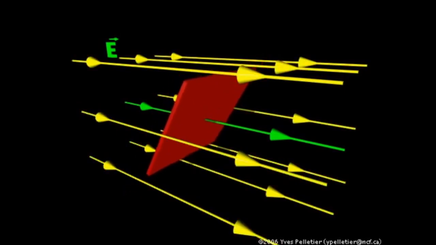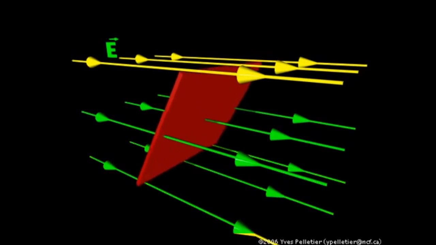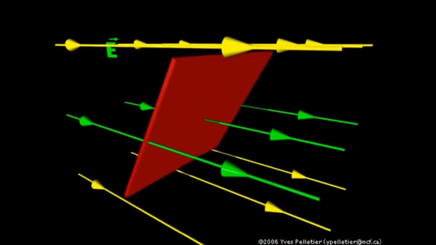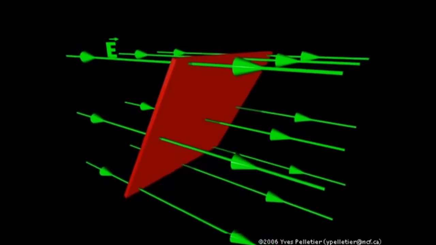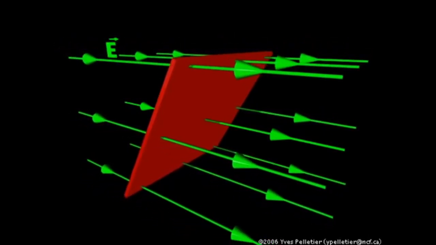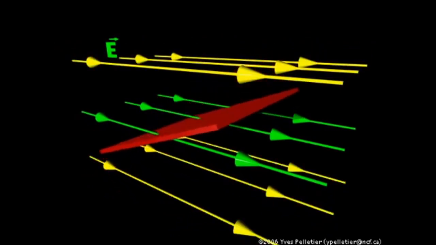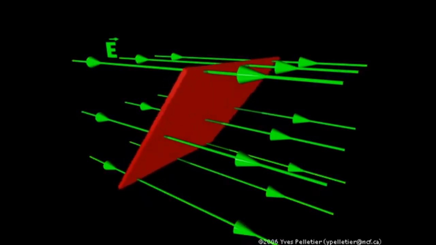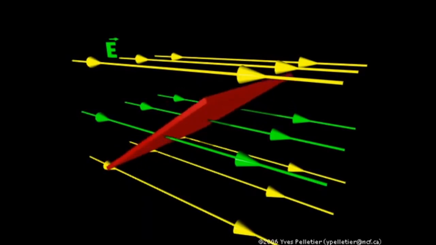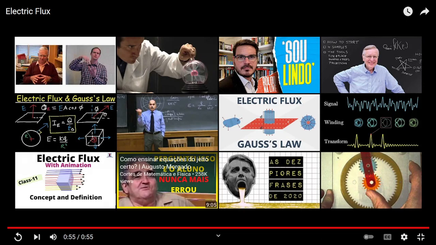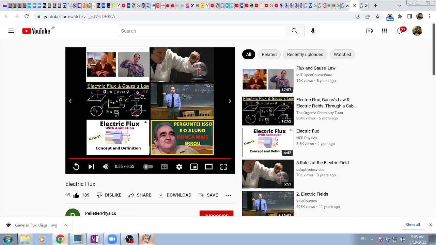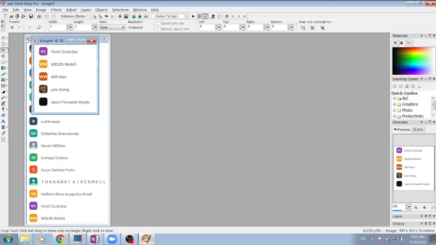This video doesn't show this part, but if you have a stronger electric field, that means you have more field lines, and then you have a greater flux as well. Also, if the area you are analyzing rotates so that the plane is aligned with the electric field, as you can see, there is no flux, and then it increases to a maximum at 0 degrees.